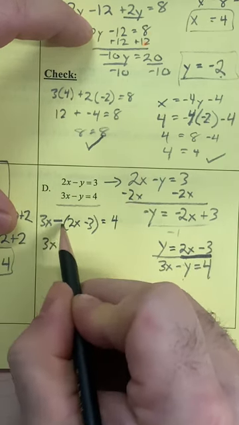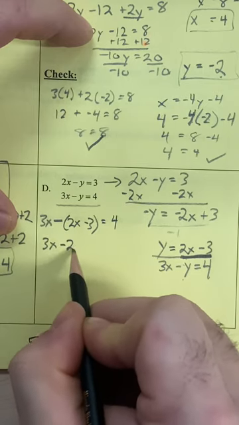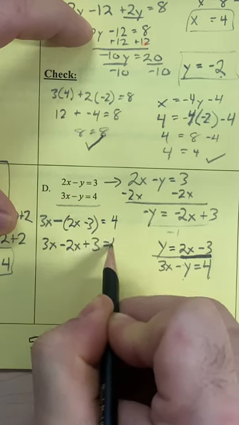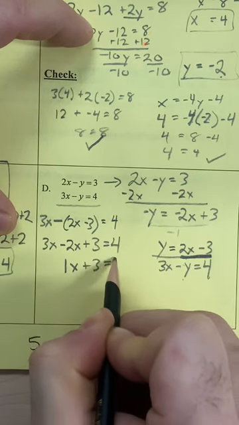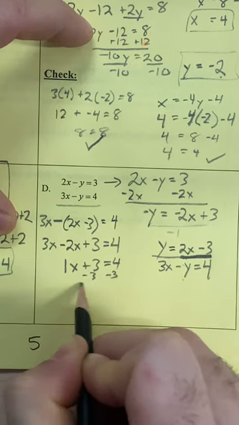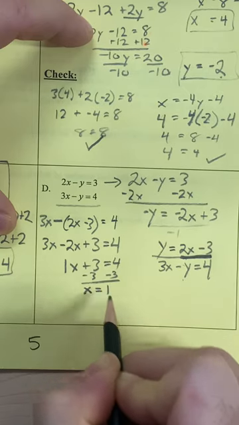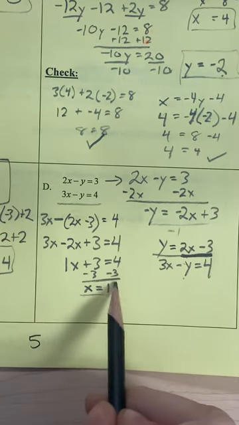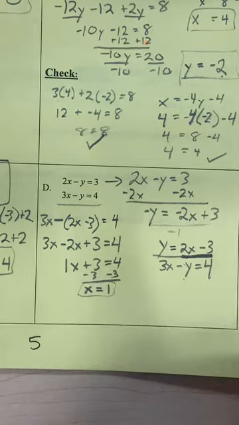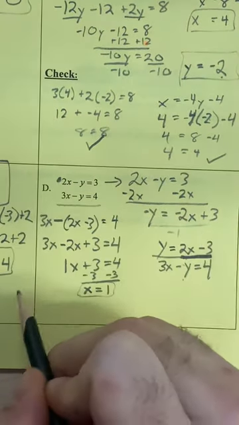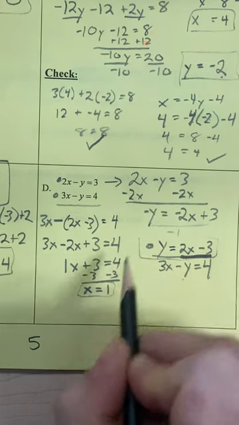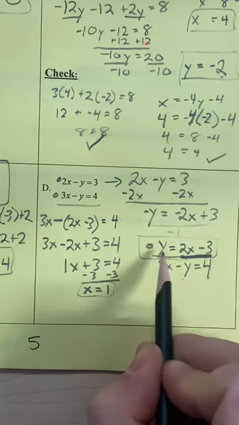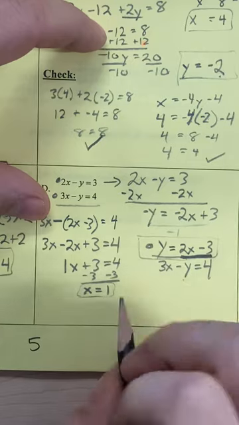And from there, don't forget to distribute that negative sign. I'm going to just combine like terms and find out that x equals 1. Since x equals 1, I can plug that into this equation, or this equation, or this rewritten equation. And since I can plug it into the rewritten one, and it's already solved for y, that's the shortest way to get to the answer.